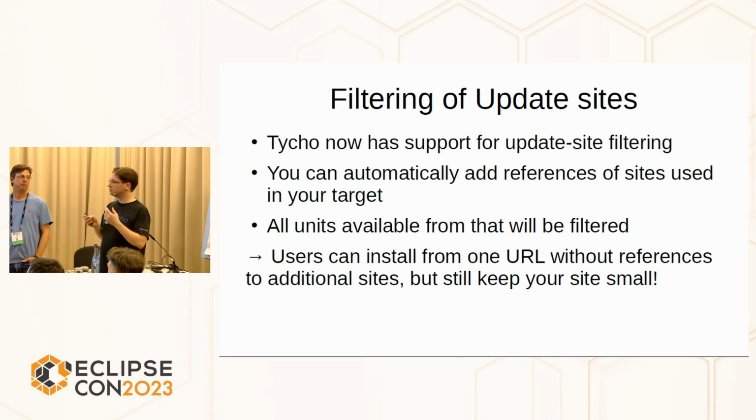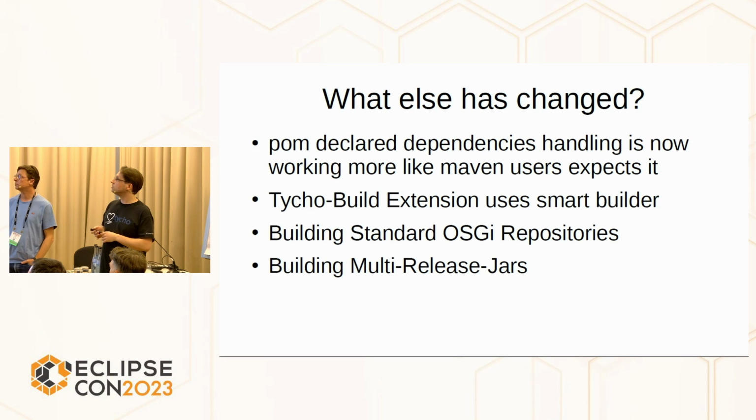And this then results in an update site that is both very small and very fast to build, because you don't have to copy all the stuff, and still users can install from one URL without referencing any additional sites. Yeah. So what else has changed?